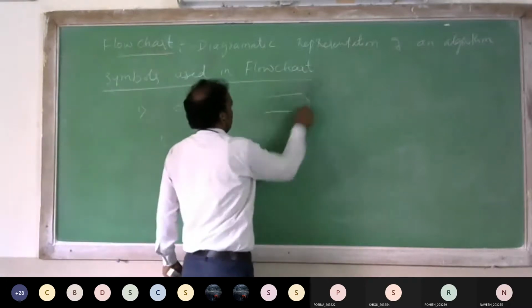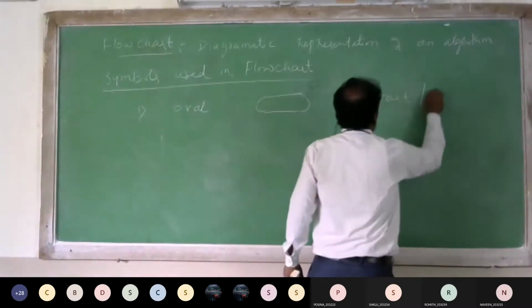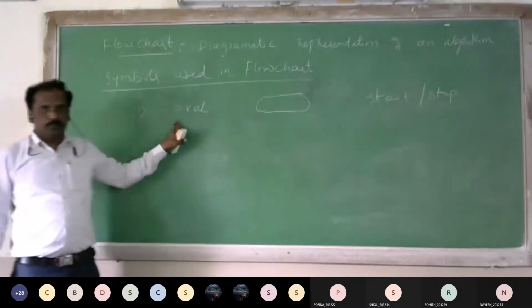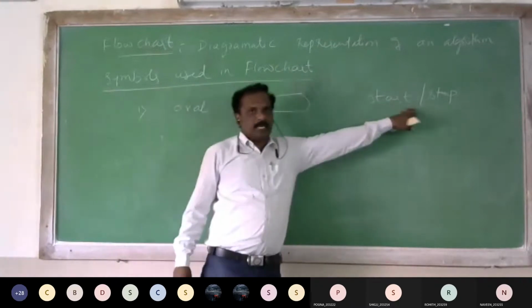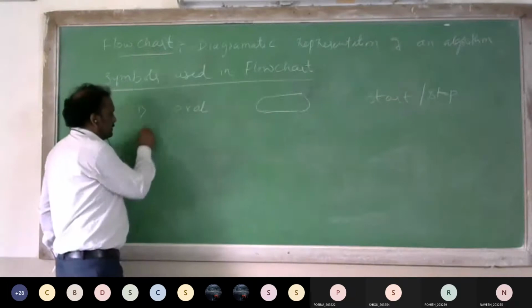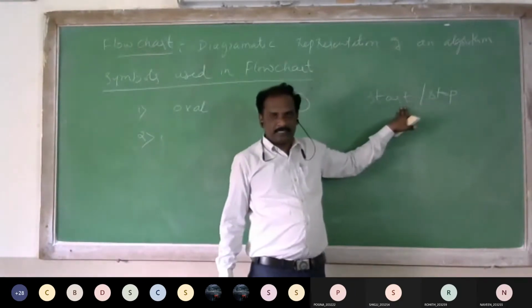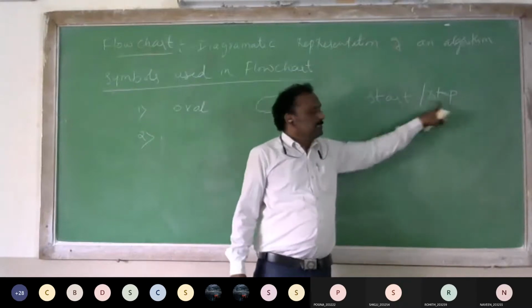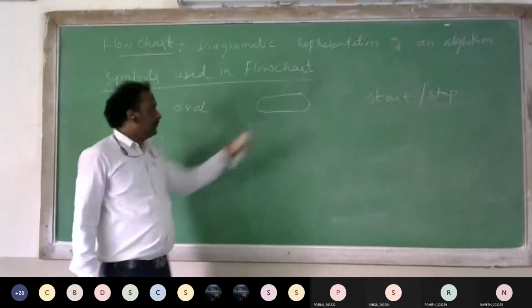The first symbol in the flowchart is the oval symbol. The notation is like this, oval. This is used for start or stop. Yesterday in the algorithm, we used these two words. The first step of the algorithm is start, the last step of the algorithm is stop. So to denote the start and stop of an algorithm, we use the oval symbol in a flowchart.